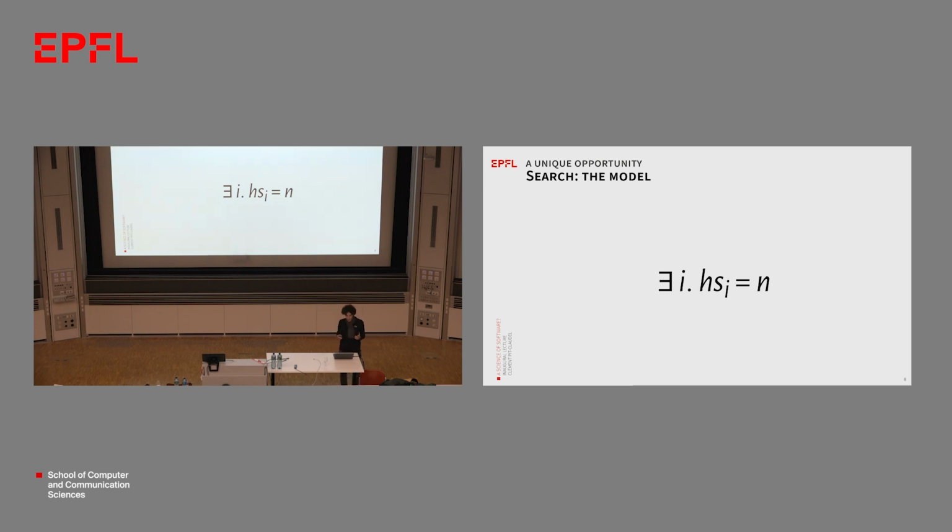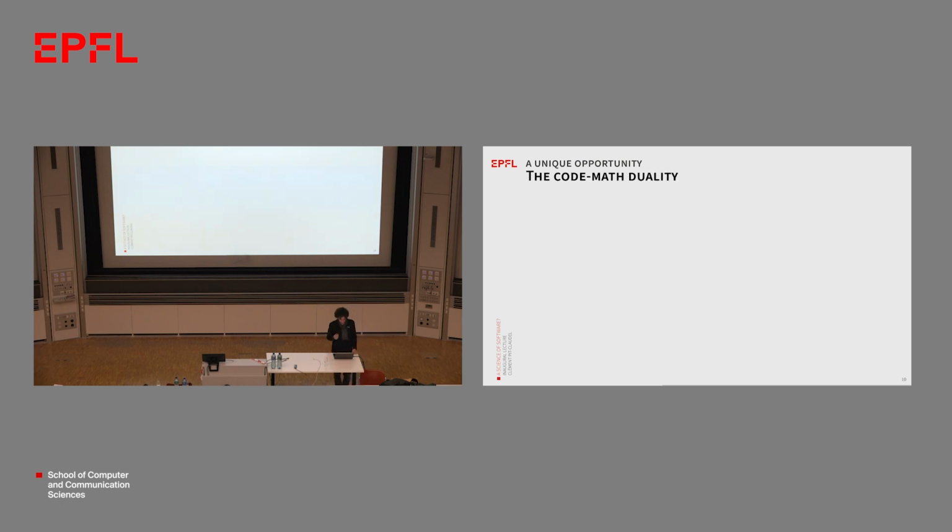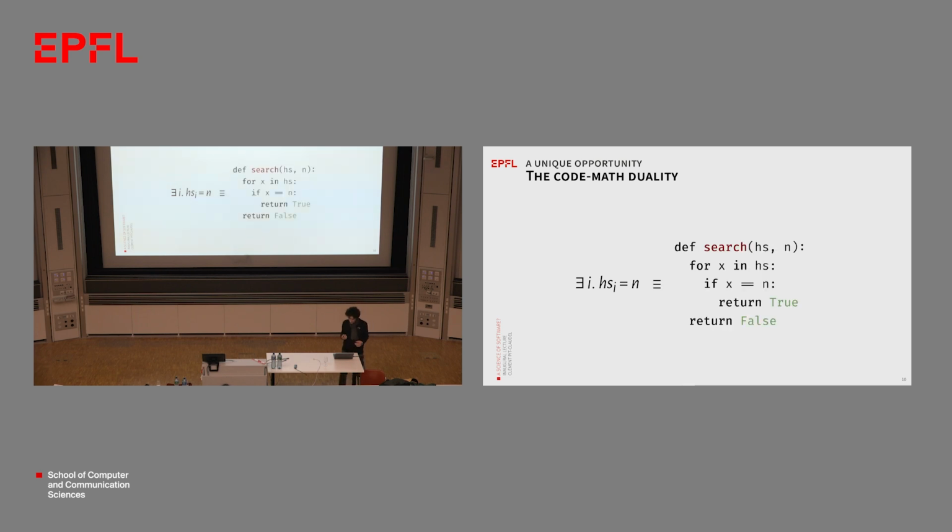Good. This is not how you program. The way you program is you write a search function that says for every element in my haystack, if the element equals the needle, then return true, and otherwise return false. There's a whole field of study at the intersection of mathematics and computer science that is concerned about this duality between code and math. Formal methods allows us to transform computer code into mathematical statements. What that means is that we can connect this specification to this implementation. This is a powerful concept.